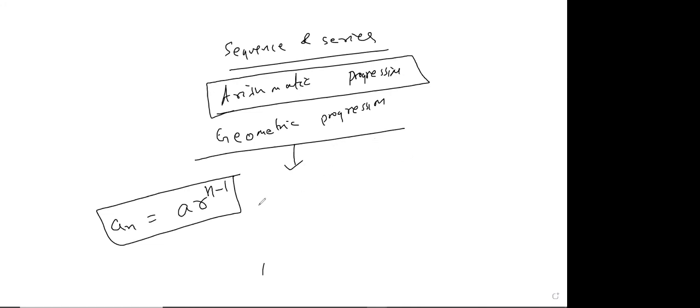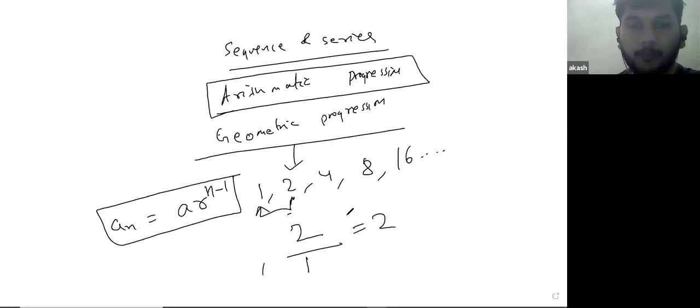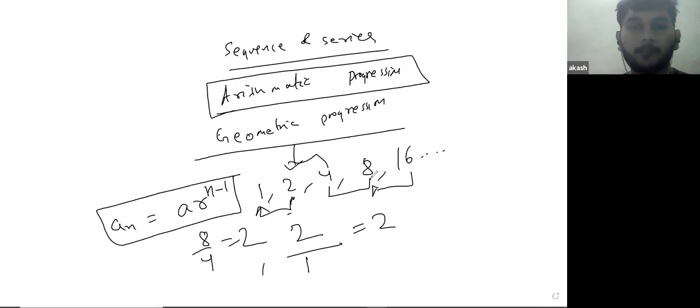Okay. See, if you have numbers like 1, 2, 4, 8, 16, and so on, the first thing to do is this: any number divided by the number preceding it, right? 2 upon 1 is 2. If I calculate 8 upon 4, this is also 2. 4 upon 2 is also 2. 16 upon 8 is also 2. So any number divided by its preceding term is the ratio, right? And if the ratio is constant for all numbers, then it is called a geometric progression. All right.